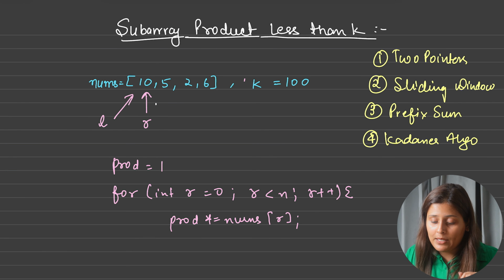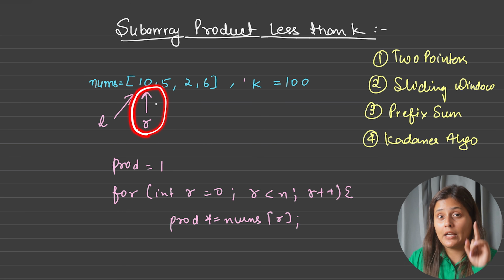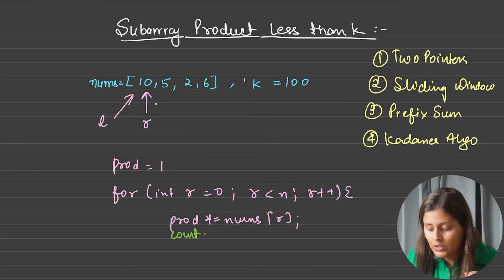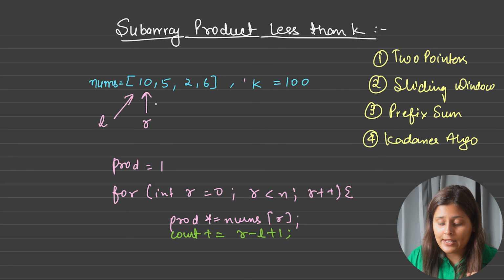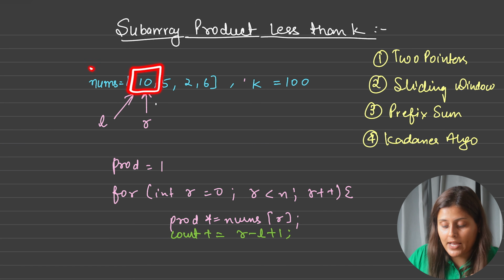So how? Initially my right pointer is here. So what do you think, how can we calculate the length? Again, how? count plus equals what? Right minus left plus 1. If you see, right is at index 0, left is also at index 0, and plus 1 means 1. And definitely the number of subarrays which end with 10 from the left side is only 1.